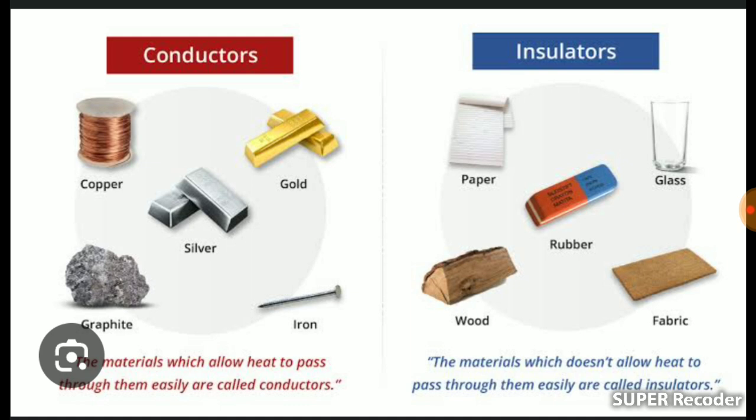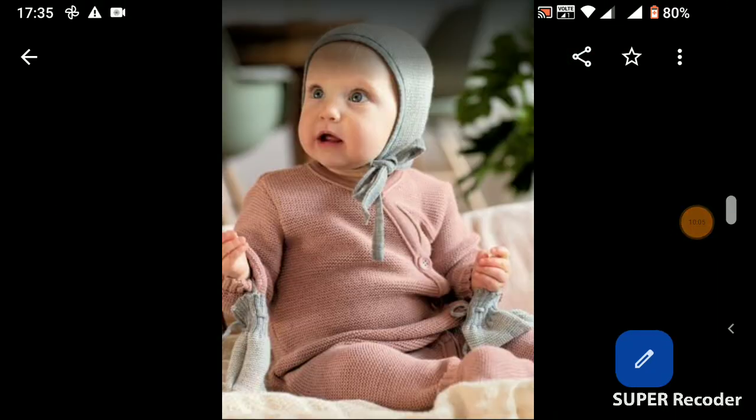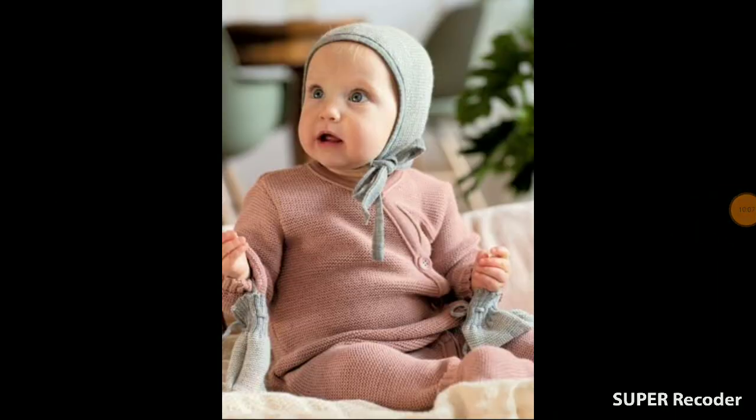Next, there are some applications of good conductors and poor conductors. Animals and birds keep their bodies warm due to the air trapped in their feathers. And next, you will see on the monitor a baby kid in woolen clothes. We feel warm wearing woolen clothes in winter. This is because woolen clothes trap air, which is a bad conductor of heat, thereby not allowing body heat to escape.